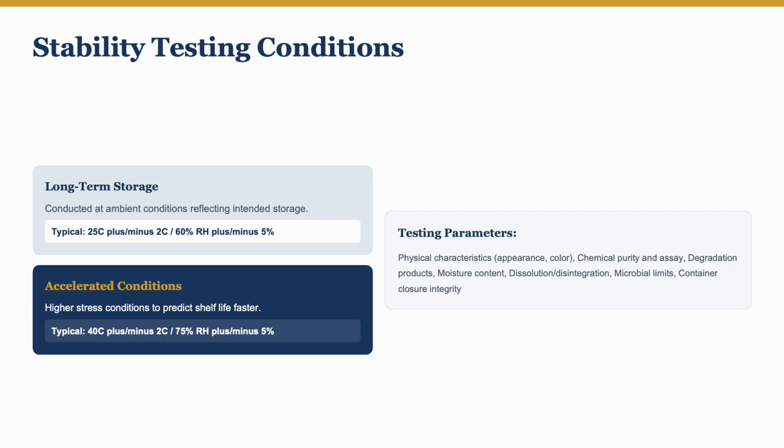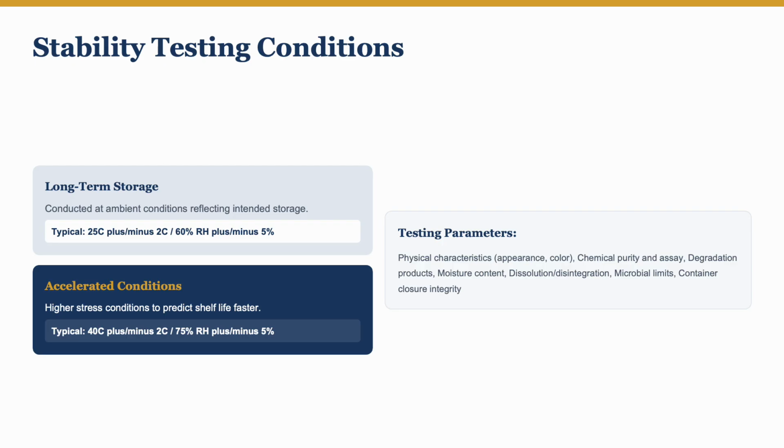Long-term storage studies are conducted at ambient conditions that reflect the intended storage environment. Typically, this means 25 degrees Celsius plus or minus 2 degrees, and 60% relative humidity plus or minus 5%. These conditions simulate normal storage over the product's shelf life. Accelerated stability studies use higher stress conditions to predict shelf life in shorter timeframes. Typical accelerated conditions are 40 degrees Celsius plus or minus 2 degrees, and 75% relative humidity plus or minus 5%.